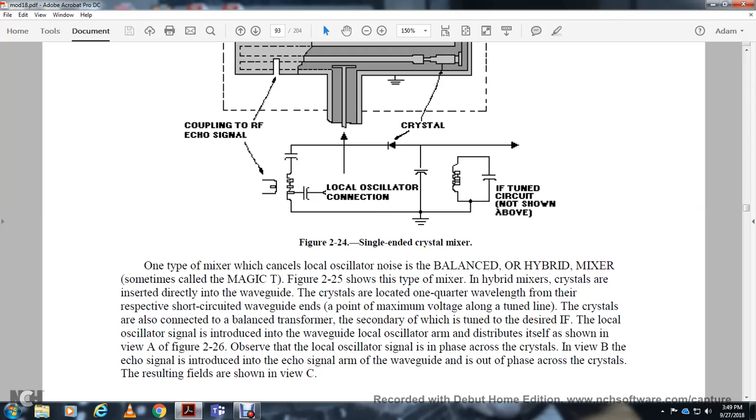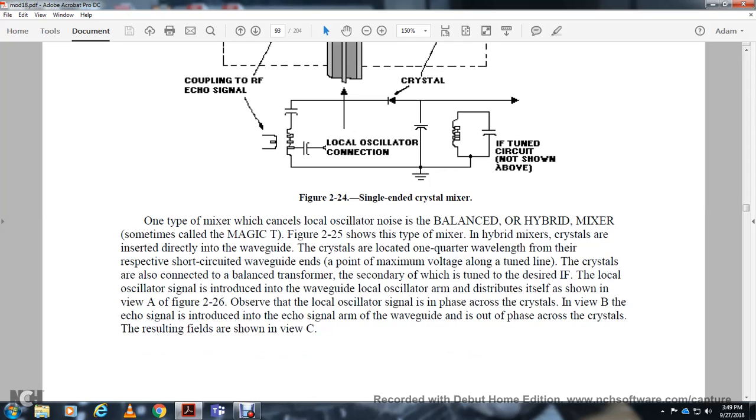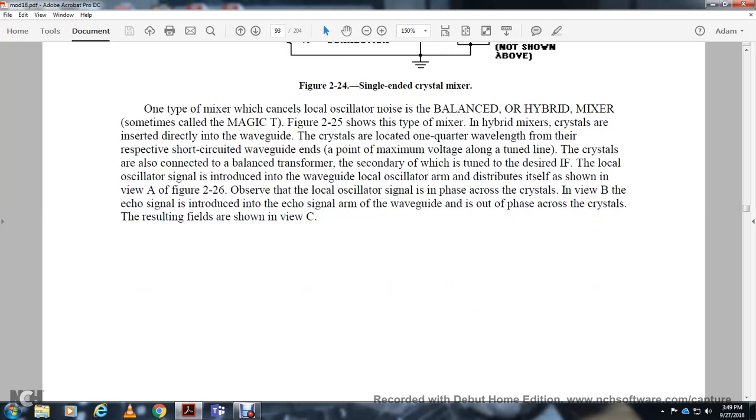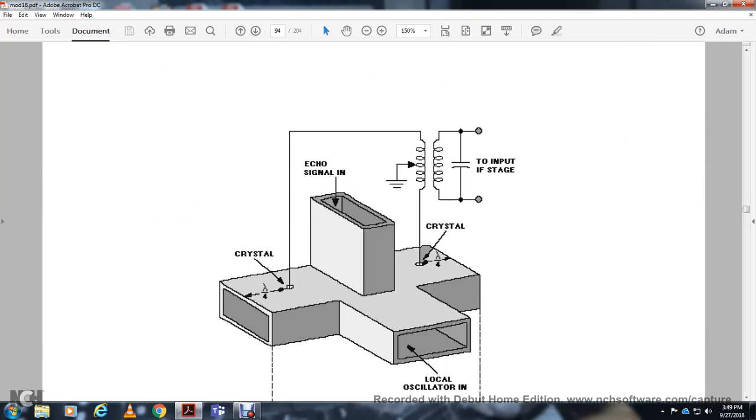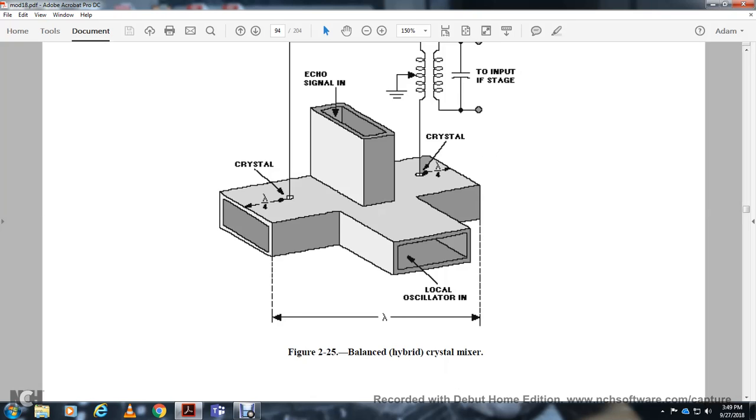The distribution itself is shown in A of figure 226, with the local oscillator signal in phase with the crystal, B with the echo signal introduced at the echo signal arm, the waveguide out with the A across the crystal, and the resulting field shown in C. Alright, so for the crystal, the magic tee, the local oscillator, the crystal with the transformer and the capacitor, the input signal with the echo signal.